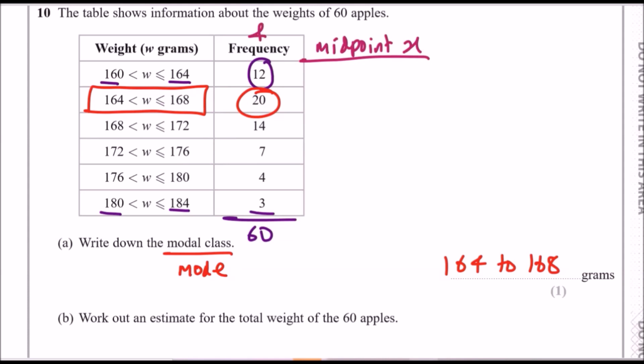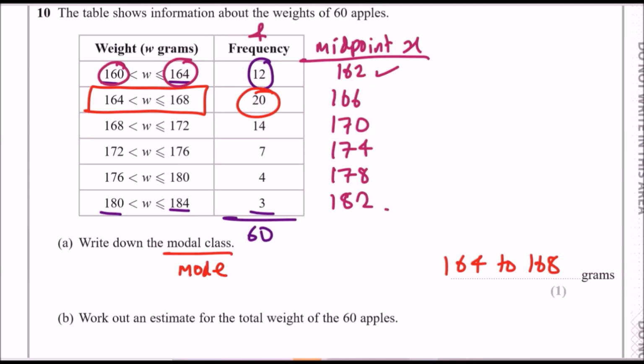And all you got to do is firstly, well, find the midpoint over here. And to calculate midpoint, if you're not sure, if you can't see that between 160 and 164 is 162, you could instead just add these two numbers. So 160 plus 164, add them up, and then half it. And then halfway between you get this value. So do the same thing for the rest, guys, yeah? Find the midpoint for the rest of them. So the next one will be 166. Next will be 170, 174, 178, and 182.